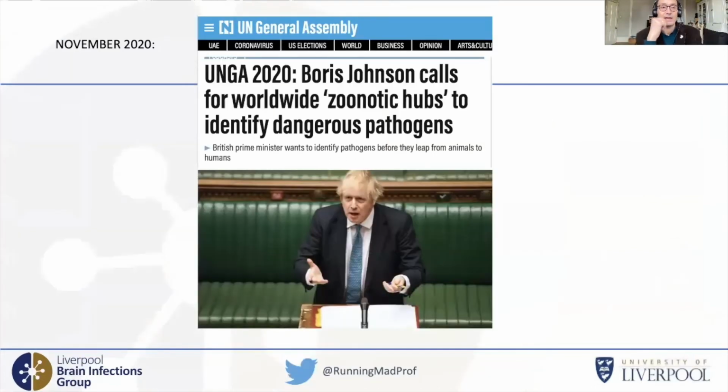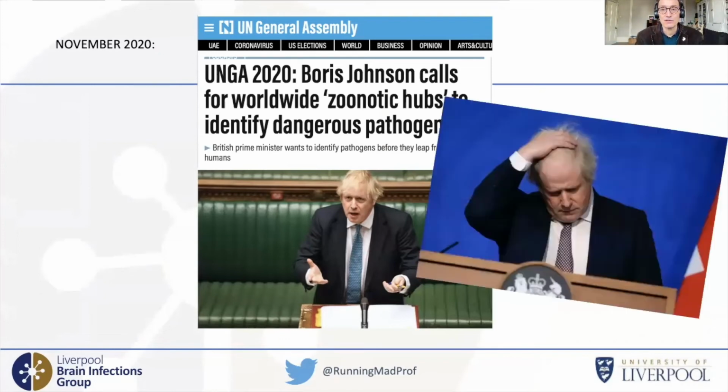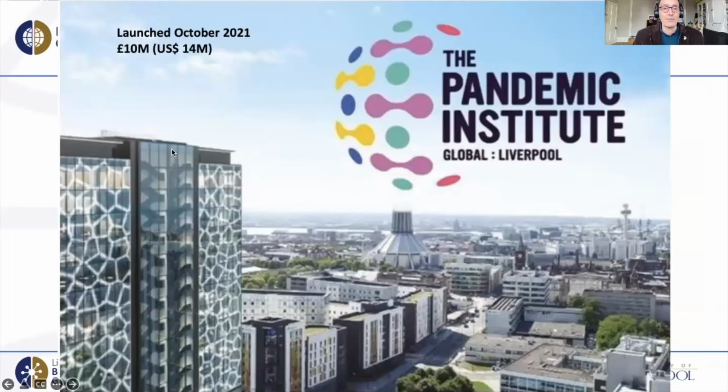Boris Johnson in November 2020 declared that we were going to have some zoonotic hubs to identify dangerous pathogens and predict which might emerge. Unfortunately, he's got rather distracted since then, but we have in Liverpool launched the Pandemic Institute at the end of last year with £10 million of funding. None of this is government funding, although the UK government has promised to put funding into this kind of thing.